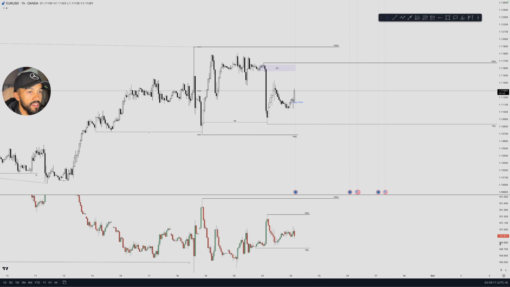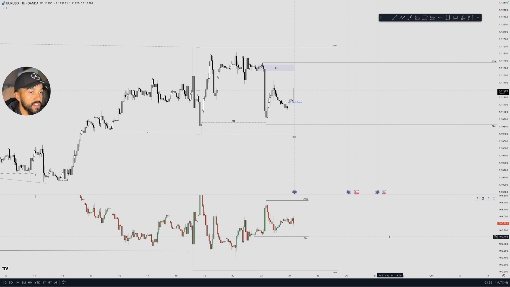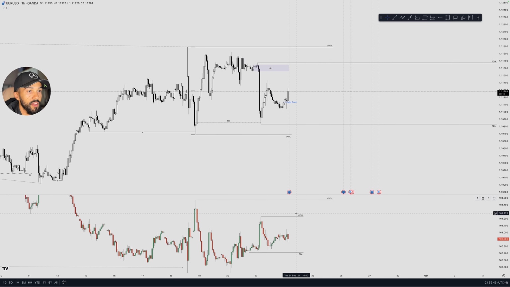Now, interestingly enough, if we look at our inverse DXY, we've already pulled back to that POI here that pretty much represents this area. So it's already been mitigated. So if EU does continue to pull back to this area here, we may see DXY come back further and actually sweep these lows for some sell side liquidity, right? So that would be some SMC divergence, which may give the momentum and strength for DXY after taking the sell side liquidity to head for higher prices.